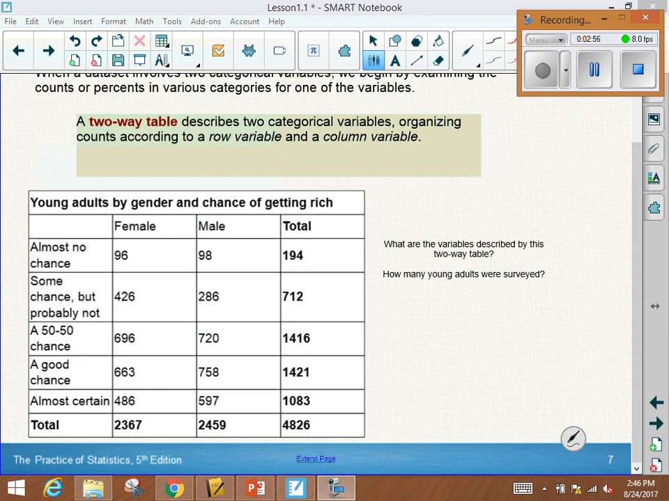We've got a count for males and females who have almost no chance of getting rich, right? We got a total for that. We could calculate a bunch of percentages if you wanted to. We could just go by counts. But in this case, we've got variables in our columns and variables in our rows. And that's what makes it a two-way table.